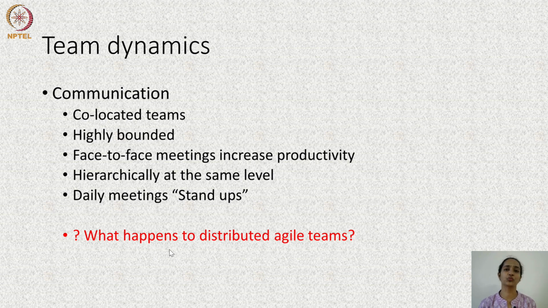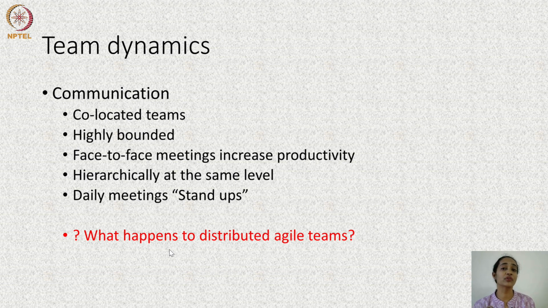Another major challenge which Agile teams face is that of communication. Agile teams usually prescribe co-located teams which are highly bounded to ensure that communication happens smoothly. The team members usually work in the same space and they are also highly bounded. That means team members in Agile usually do not work on more than two projects at the same time. And even then, they try to work on one project at a time.